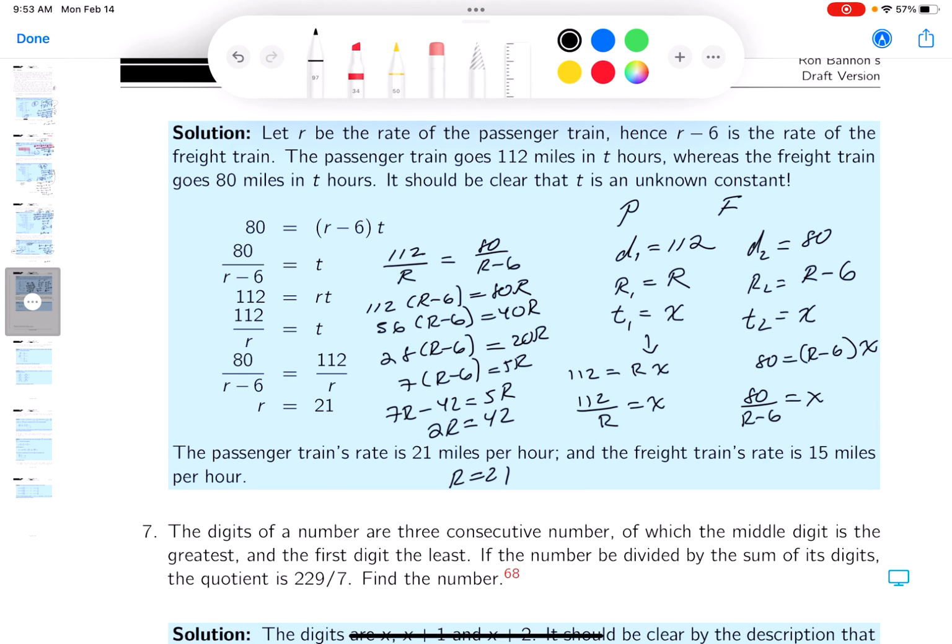Let me show where they're written down for you. And again, we're just kind of working our way through the key. And you want to do this too. The passenger train, as we stated, 21 miles per hour, and the freight train, as we just stated, 15 miles per hour. Thank you.